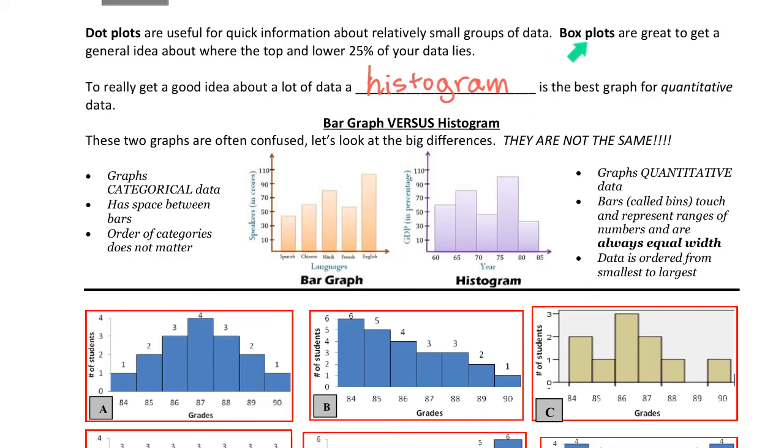Box plots are also great, but they're only really good for looking at fourths. So looking at the top and lower 25% of all your data, where that lies. So box plots are great for general information, but they're not good for details. And that's why we've got the histogram.